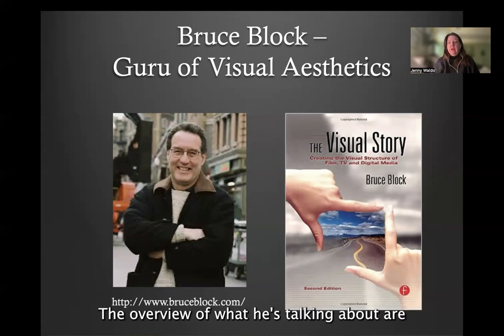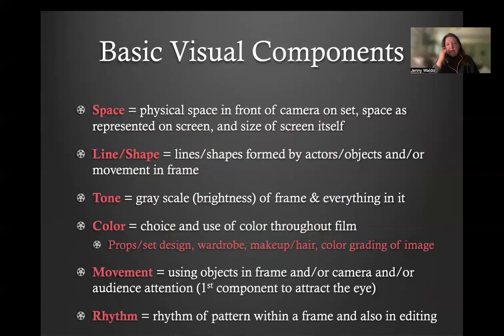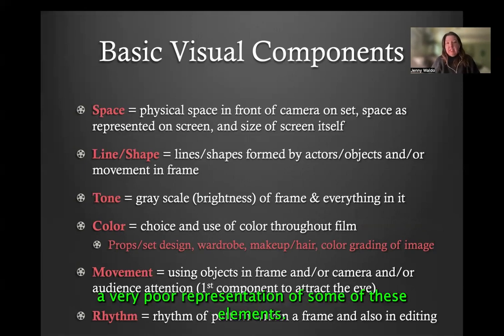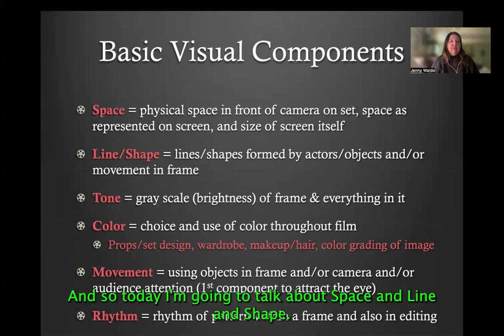The overview of what he's talking about are what he calls the basic visual components, which are space, line and shape, tone, color, movement, and rhythm. And these visual components exist in every image. It's based on art history and art theory, but he makes it make sense in terms of the cinematic image. And I will do a very poor representation of some of these elements. Today I'm going to talk about space and line and shape.